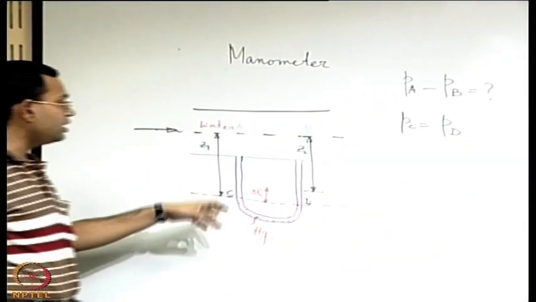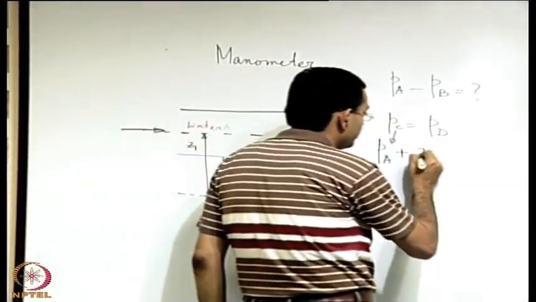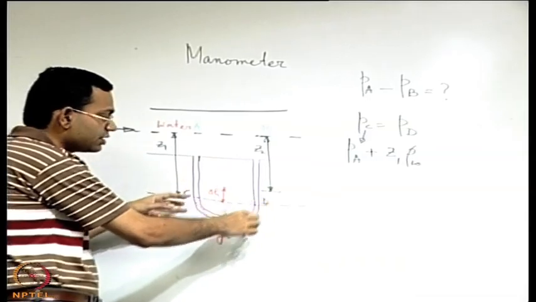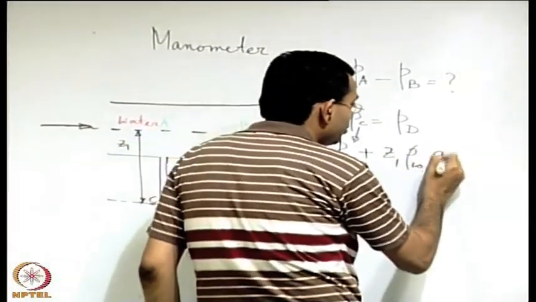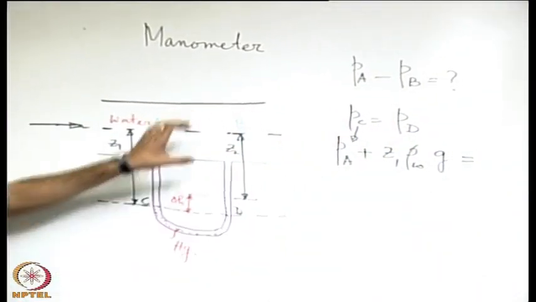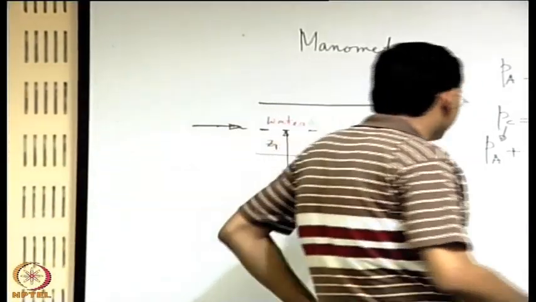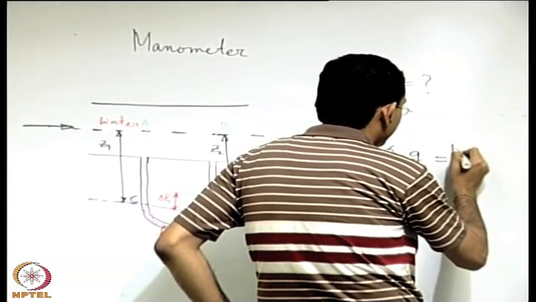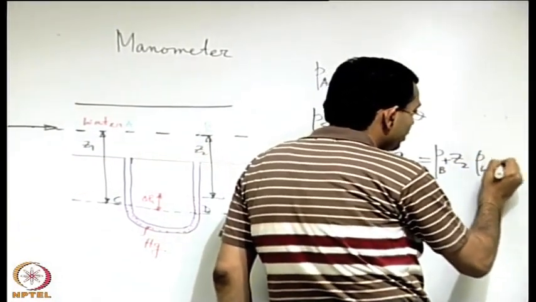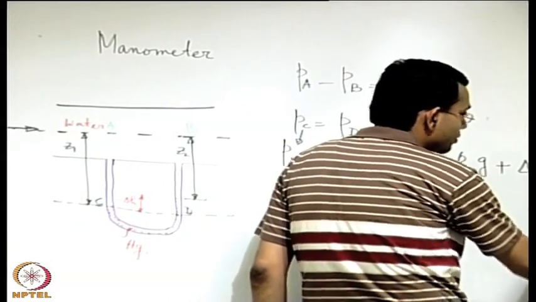So how can you write the pressure at C in terms of the pressure at A? It is equal to pressure at A plus Z1 into the density of water, because this is filled up with water except for these red dots, the remaining is water. So, this into rho water into g, that is the pressure at C. What is the pressure at D? It is because of a combination of some column of water and some column of mercury. So, first pressure at B plus Z2 rho water g plus delta H rho of mercury into g.